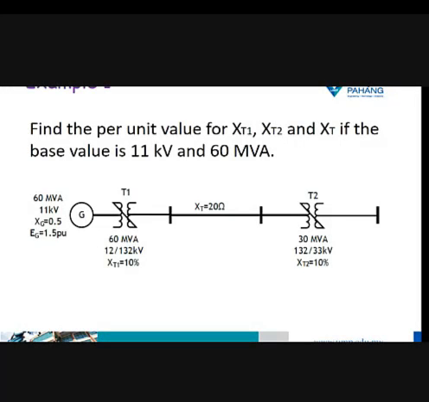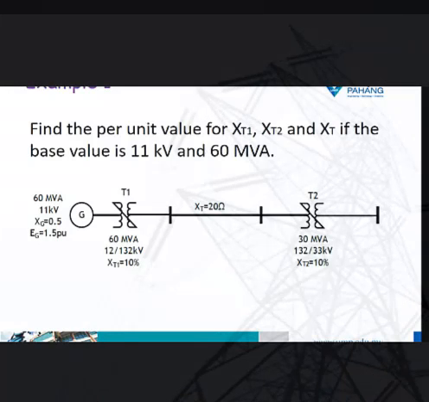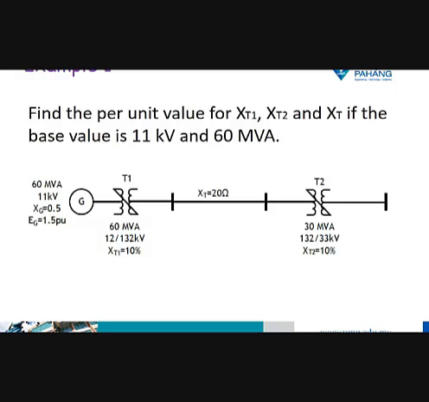So example 1, we want to find the new per unit value for all these power system equipments. So starting with the generator. As I mentioned last week, the first step is to draw the impedance diagram. To draw the impedance diagram, we start with the generator, and then we have a transformer, a transmission line, and another transformer.